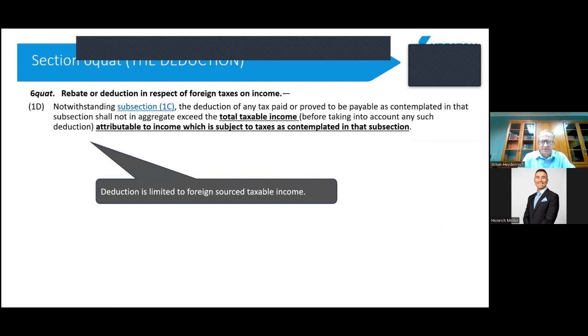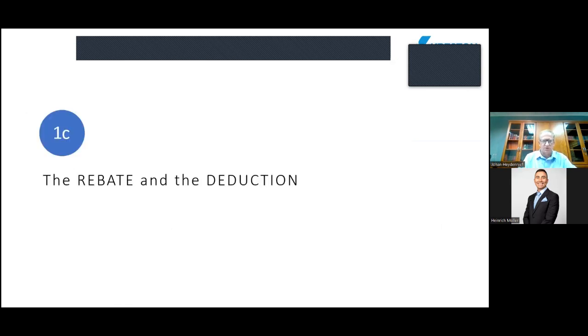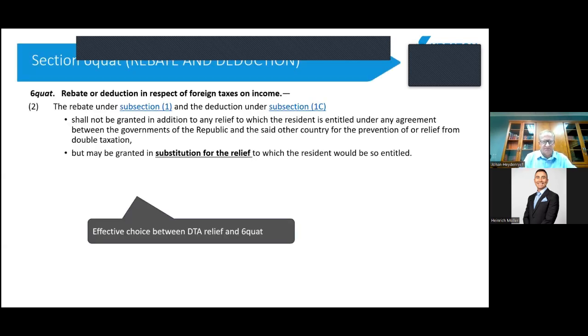All right. So very importantly, again, it is limited. The deduction is limited to the foreign source taxable income, or not necessarily foreign source income, because it can also be local source income, but it's limited to the taxable income on which this foreign tax is payable. All right, so there's also a limitation on this. Then there are rules applicable to the rebate and the deduction. And it effectively says you can choose between DTA relief and 6 quat. But you can't choose between a rebate and a deduction.